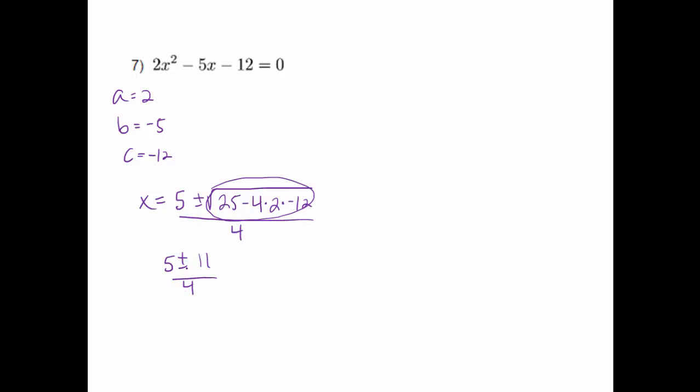all over 4. So then we'll do 5 plus 11, which is 16, and when you divide that by 4, you're going to get x equals 4. And then 5 minus 11 is negative 6, and when you divide that by 4, you're going to get negative 1.5. Okay, so that's the quadratic formula way.